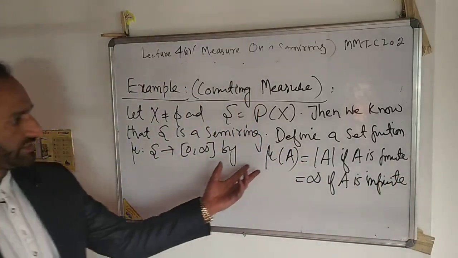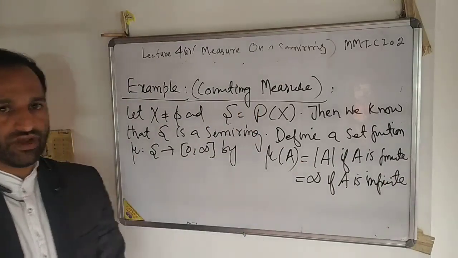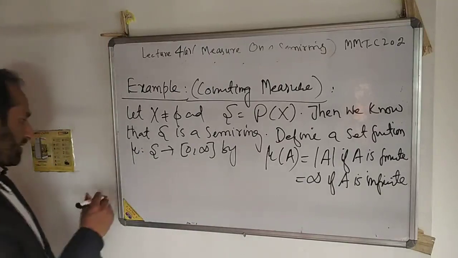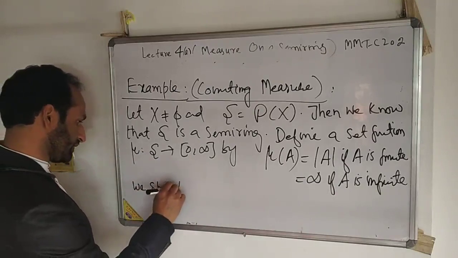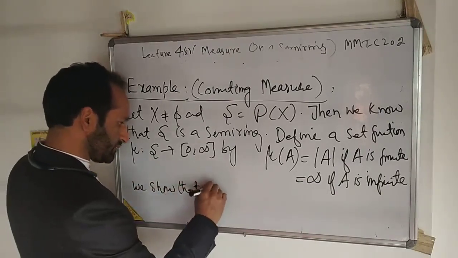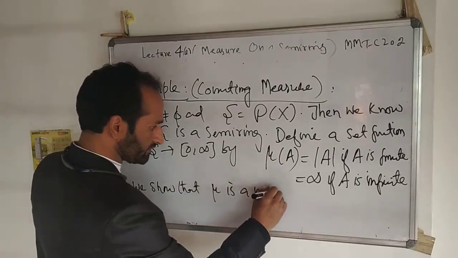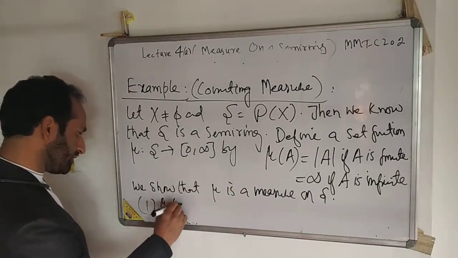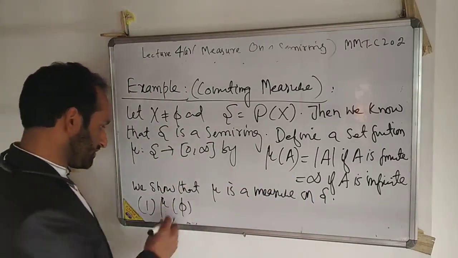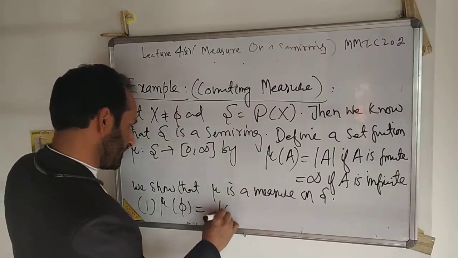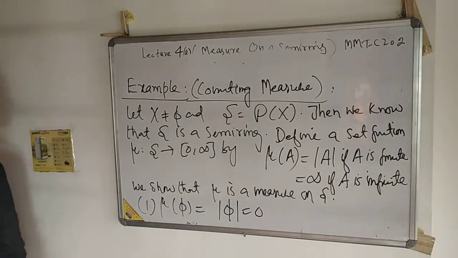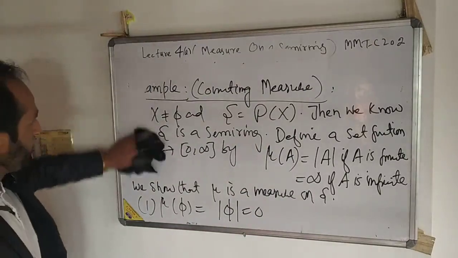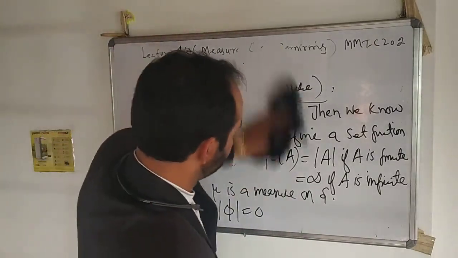We show that this mu is a measure. That means we show that mu of phi is 0 and mu is sigma additive, those two properties of a measure. The first one is trivial. Mu of phi, since phi is a finite set, is equal to the cardinality of phi, which is 0. So mu of phi is 0. The first property is trivial.